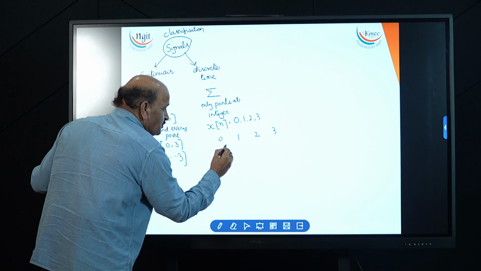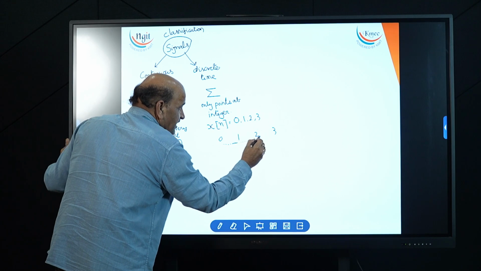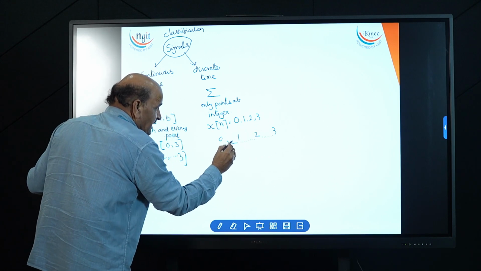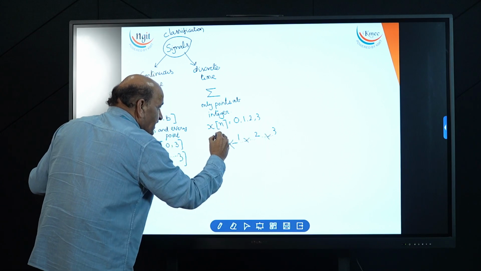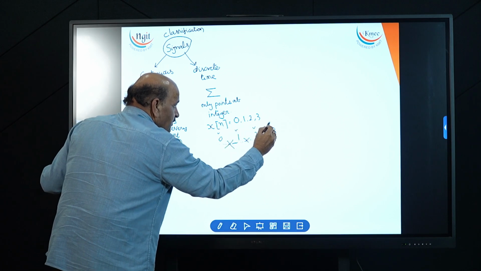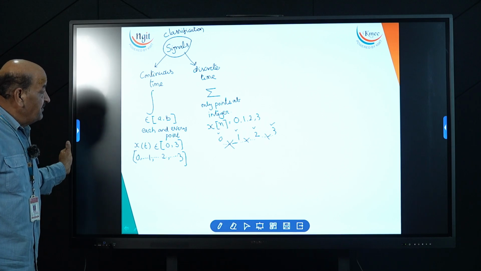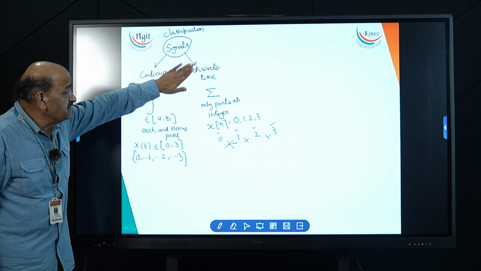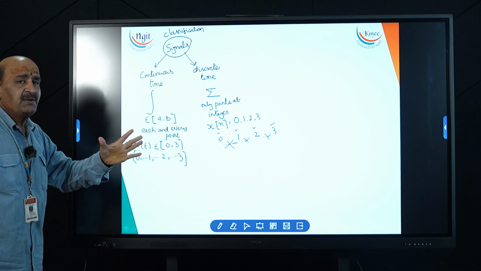Actually, between 0 to 1 so many points are there, between 1 to 2 so many points are there, between 2 to 3 so many points are there. But it never considers these values. It only considers the integer values 0, 1, 2, 3. That is the difference between continuous time signals and discrete time signals. Students must remember these two differences.